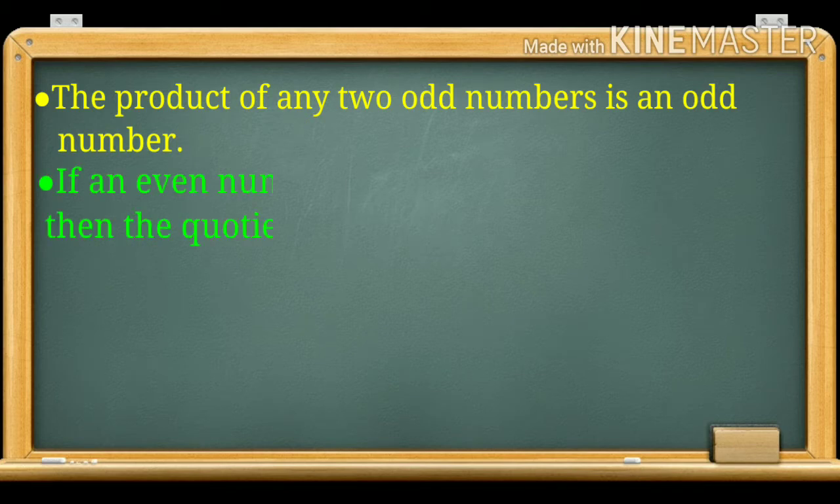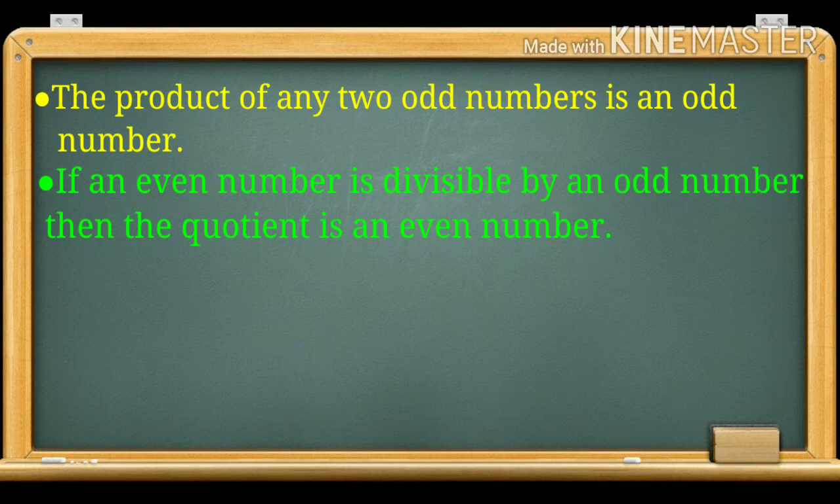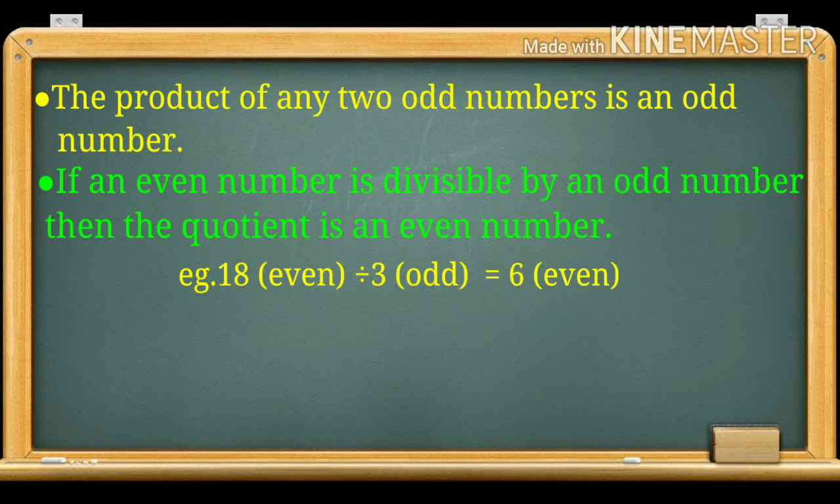If an even number is divisible by an odd number, then the quotient is an even number. For example, 18 divided by 3. Here 18 is an even number and 3 is an odd number. That is, an even number is divisible by an odd number, then you get the answer 6, that is an even number. That means when you divide an even number by an odd number, then the quotient is an even number.